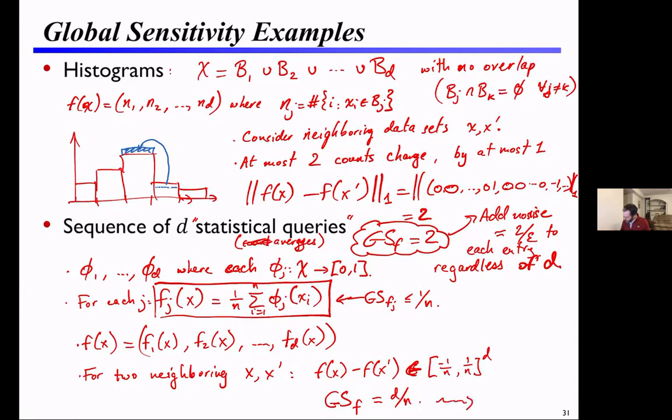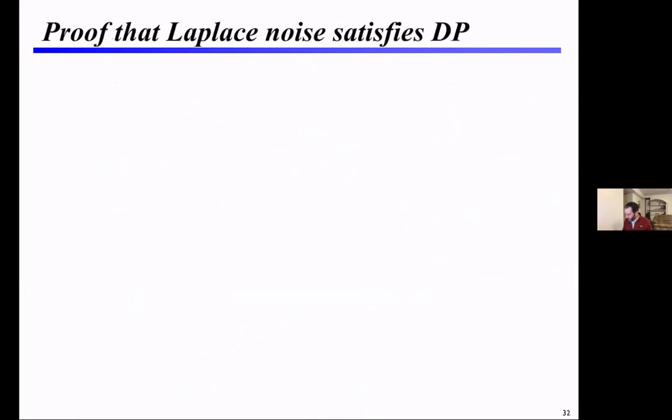So this leads us to noise of something like d over n epsilon per entry. As long as epsilon is not too small, n is pretty big, and d is not too big, we get a reasonably accurate estimate of each of these d averages. Okay, so those are a couple of examples of the Laplace mechanism. Before we get further, I want to explain why it satisfies our notion of differential privacy, and why the Laplace distribution specifically is the thing that works here.